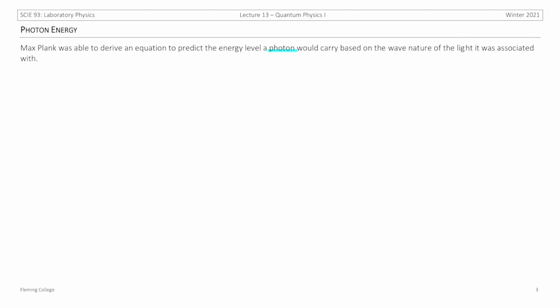So we're going to shift our focus now to photon energy. A physicist, Max Planck, was able to derive an equation to predict this energy level that a photon carries, and he was able to do that by considering the wave nature and particle nature of light. So remember that we're going to define photon as a packet of energy that's associated with light. I tend to use this circle with a squiggly line in it to represent a photon moving, so we recognize the difference between it and an electron or a proton.